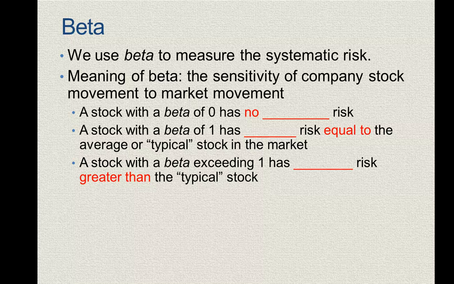So how can we understand this? Why is systematic risk measured by beta, and why does beta measure the sensitivity of a company's stock movement to the market movement? That goes back to the meaning of systematic risk, because systematic risk applies to the whole market. So we can use the movement of the market to represent the systematic risk. If a company's stock is more sensitive to that movement, that suggests the company is more exposed to the systematic risk. Hence, the company has higher systematic risk. So based on that definition, a stock with a beta of 0 has no systematic risk.